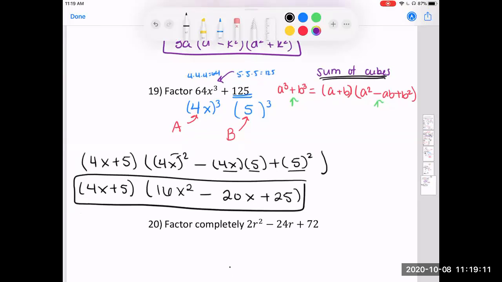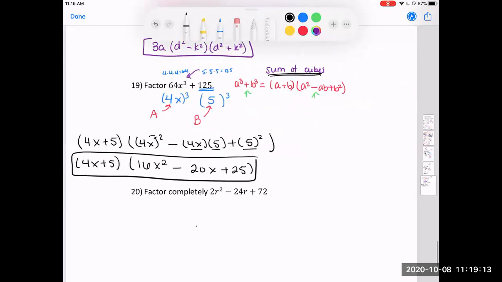Okay, 20. Let's go ahead and factor completely. Now we have a trinomial and I see all these numbers are even. So let's start off by factoring out a 2. Let's divide each number by 2. So 2r squared divided by 2 is r squared. 24r divided by 2 is minus 12r. And 72 divided by 2 is 36.